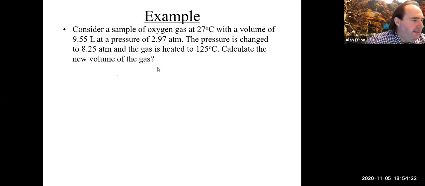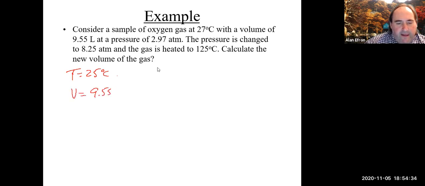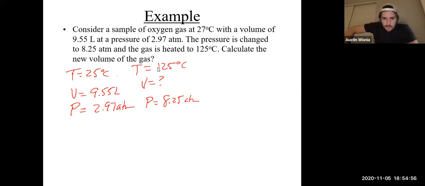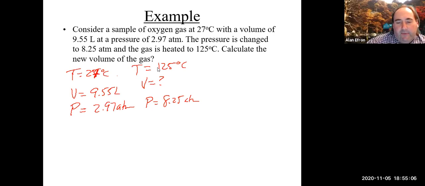Okay, let's take a look since we're getting to the end here. If we pull out the information like we've been doing, we have a temperature that's 25 degrees Celsius, a volume that's 9.55 liters, and a pressure that is 2.97 atmospheres. We have another pressure that is 8.25 atmospheres, a volume we're looking for, and a temperature of 125 degrees Celsius. I'm sorry, on temperature one, did you mean 27? I probably did, thank you. So 27 looks good.